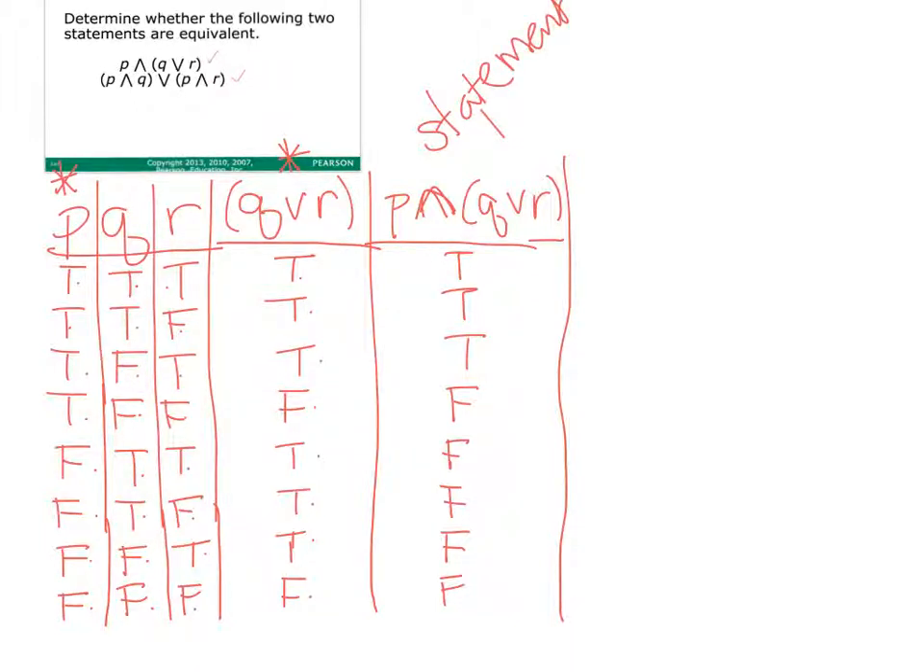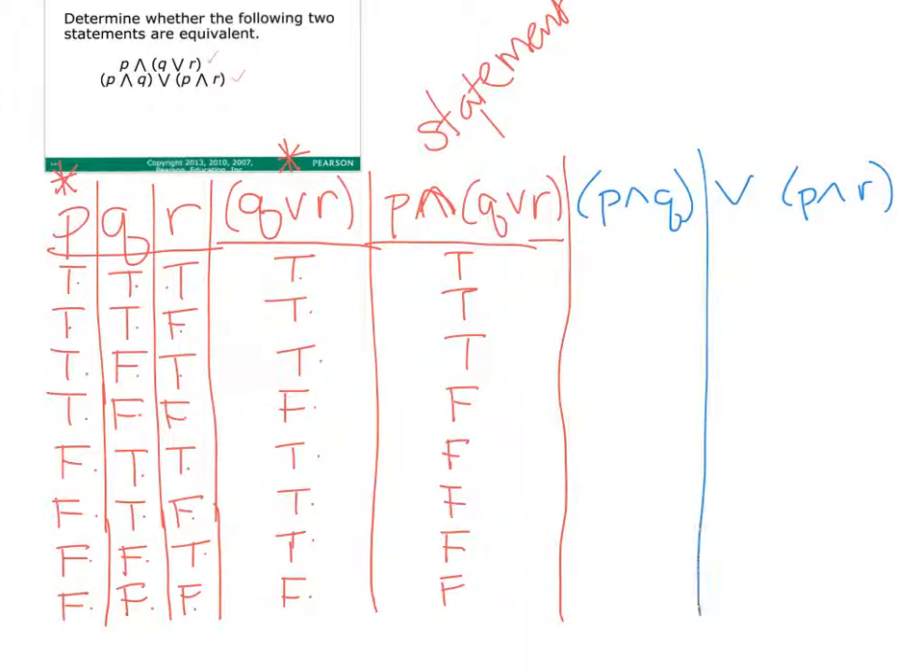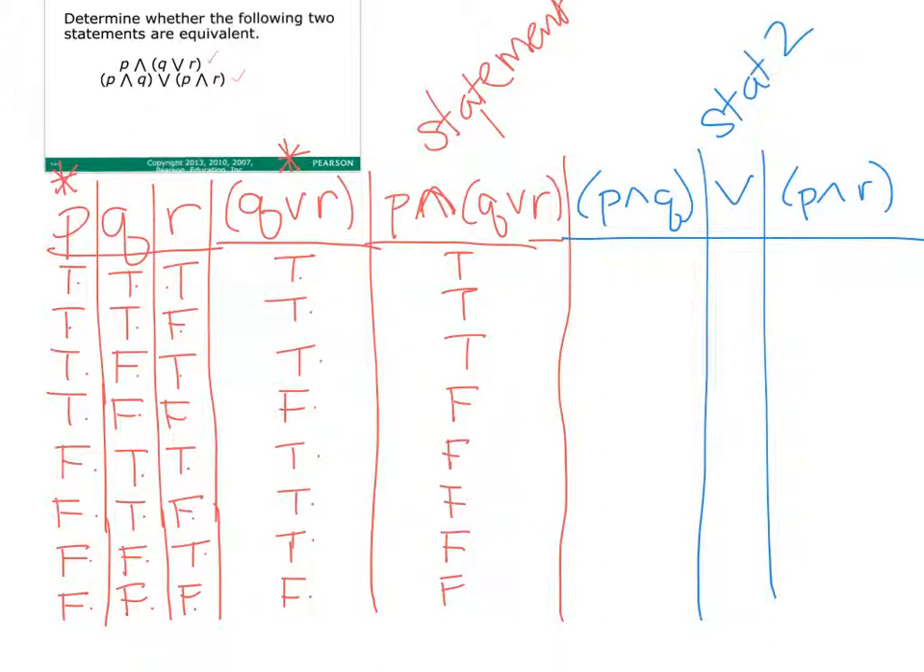Okay, so now we're going to have to do it again for statement 2. In statement 2, we're going to have to find P and Q, and P and R. And then once we have both of those, we'll have to find the or between P and Q, and P and R. So we'll have an additional 3 columns here, and this or will be our statement 2. Let's first do P and Q. Remember, when you look at P and Q, the only time it'll be true is if they're both true. So we've got true, true, true, true, and then false the rest of the way down.